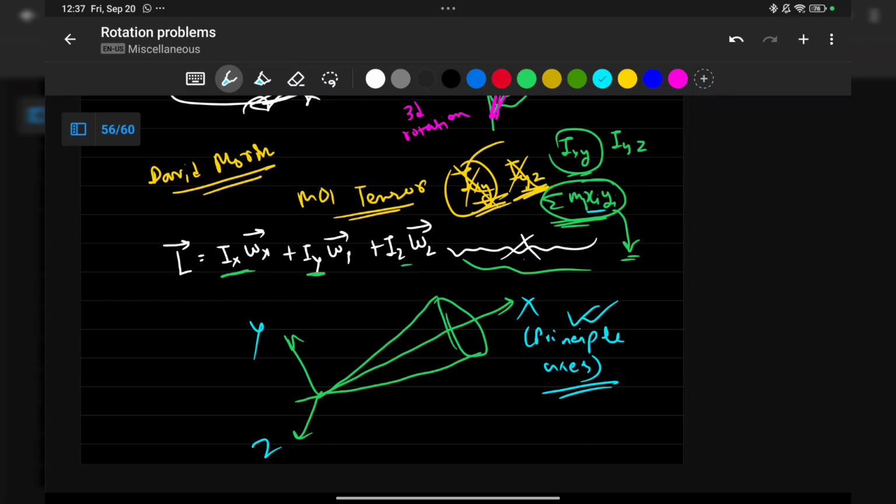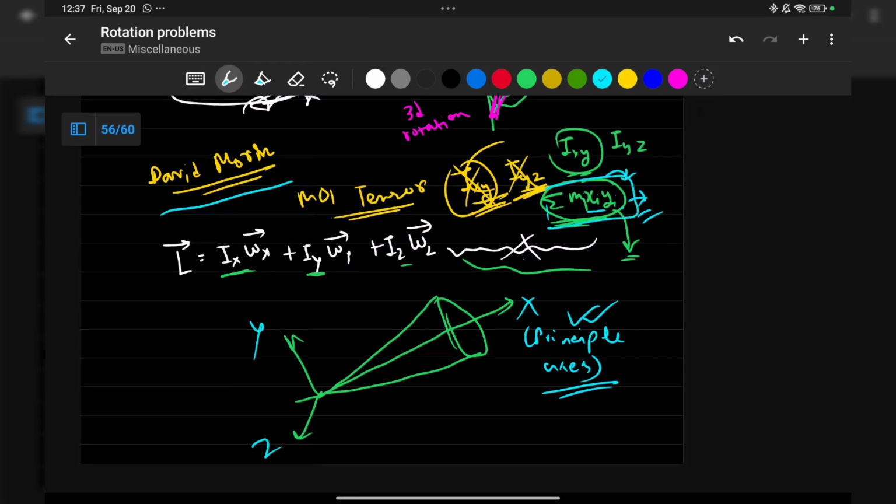I'll tell you one line from David Morin. David Morin said that the principal axis is the axis about which the body is happy to rotate. Okay, this axis is very important because these calculations are often very complex, and it's far beyond the JEE level. In higher physics they will teach you to calculate this for some particular bodies, but for most bodies you cannot calculate this.